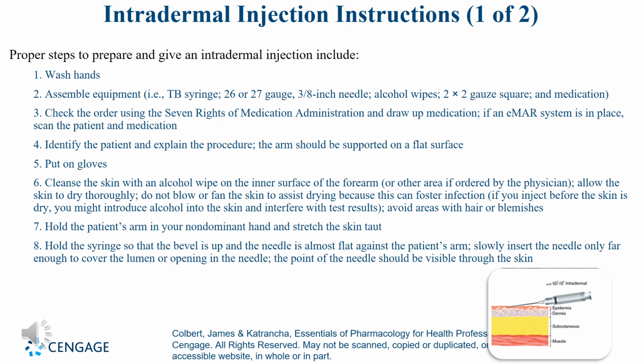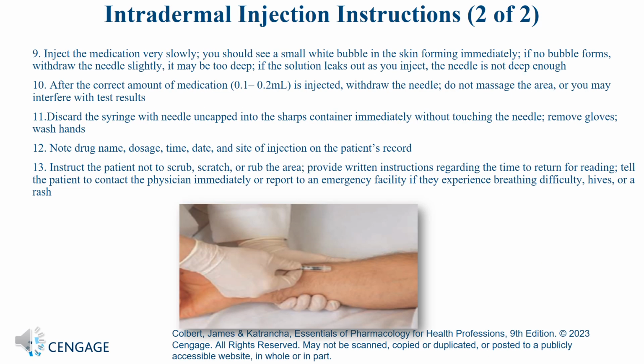Avoid areas with hair or blemishes. You want to hold the patient's arm in your non-dominant hand and stretch the skin taut. Hold the syringe so that the bevel is up and the needle is almost flat against the patient's arm. Slowly insert the needle only far enough to cover the lumen, or opening, in the needle. The point of the needle should be visible through the skin. If you look at the picture that I have provided for you, that is exactly how you would go in. 10 to 15 degrees. Barely.